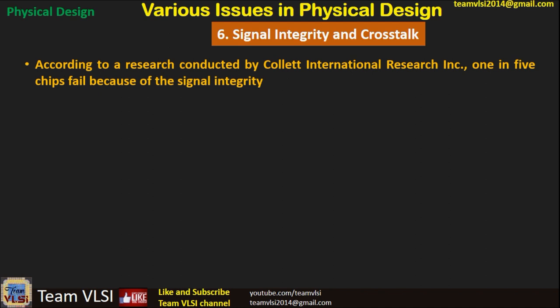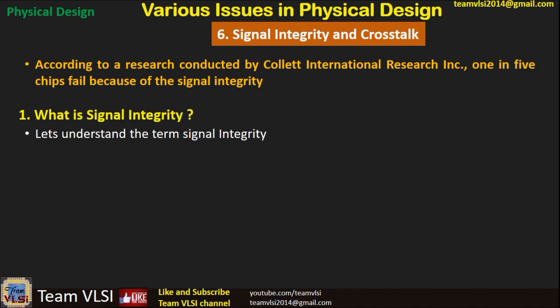According to research conducted by Collett International Research Inc., one in five chips fail because of signal integrity. So signal integrity is a very challenging issue, especially in the lower technology nodes and high-speed chips. So what is signal integrity? Let's try to understand it by its definition.